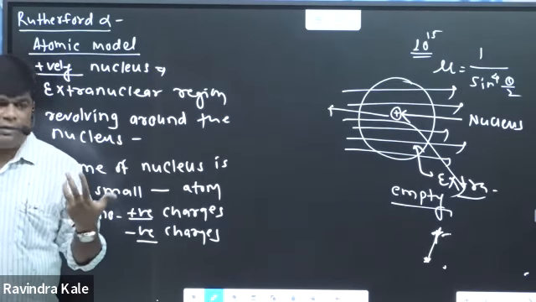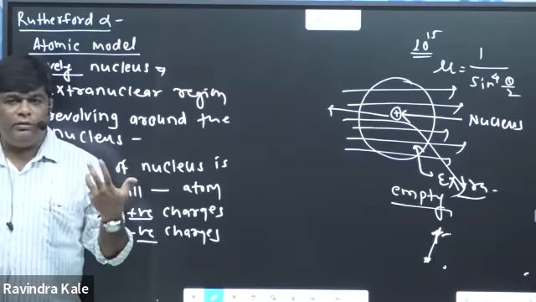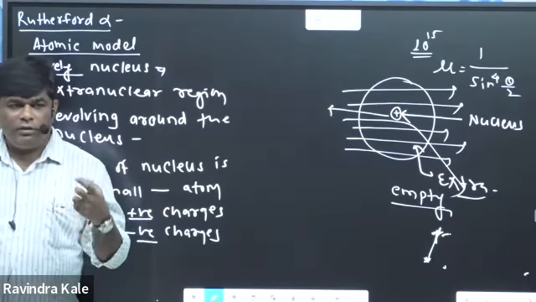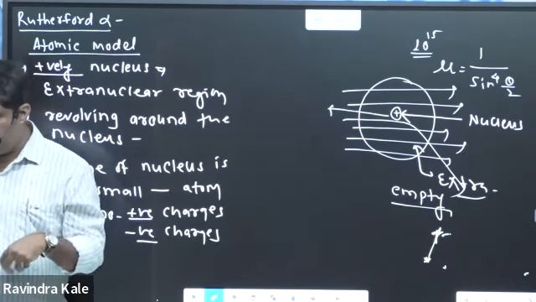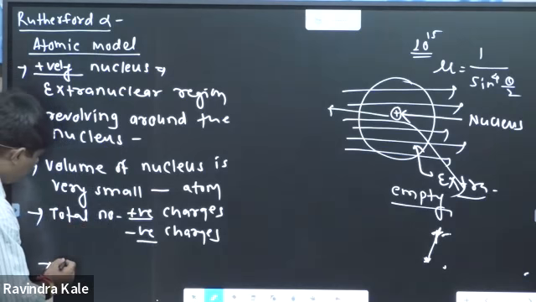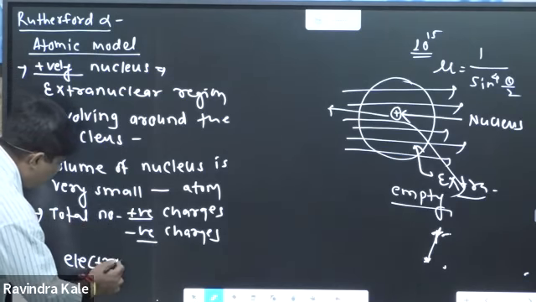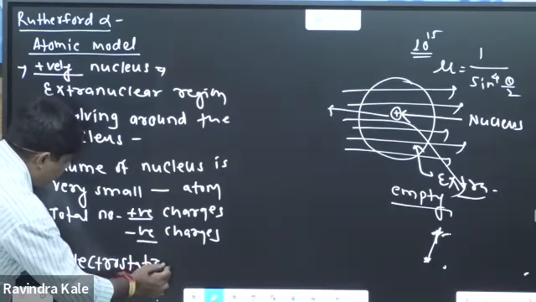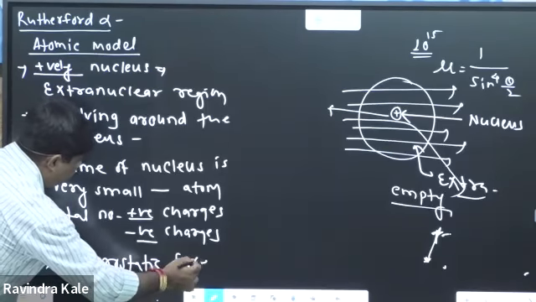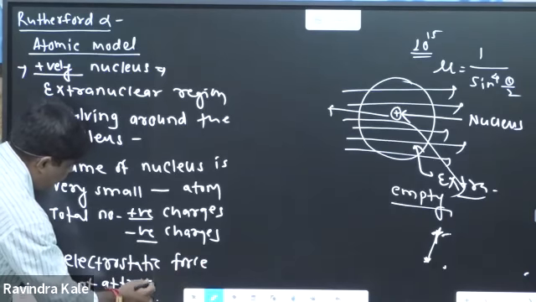Electrostatic force of attraction. There is electrostatic force of attraction, and due to this force of attraction, these electrons and nucleus are held together in an atom. So in between the electron and nucleus there is electrostatic force of attraction.